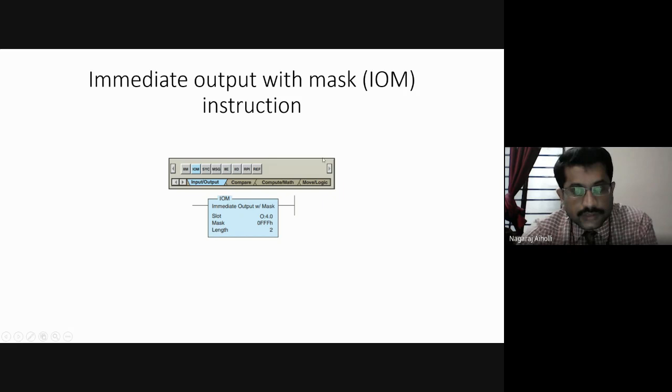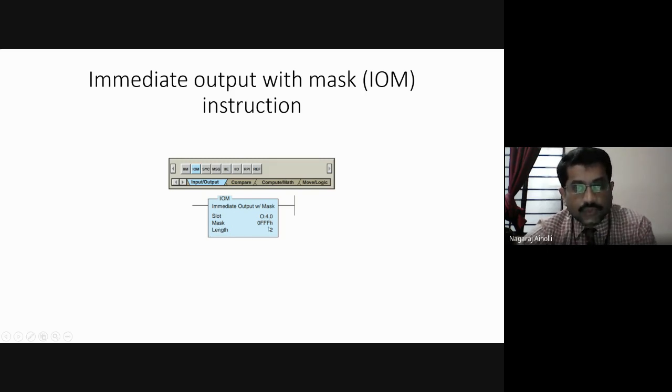This shows the menu tab of the immediate output. IOM stands for immediate output with mask. This is the block of the immediate output with mask instruction. It is at the output side, at the end of the rung. Slot number O:4.0. Here O indicates that it is output, then 4 indicates it is the slot number, then 0 indicates it is the word.